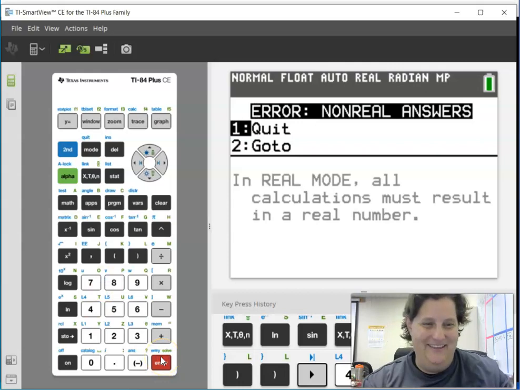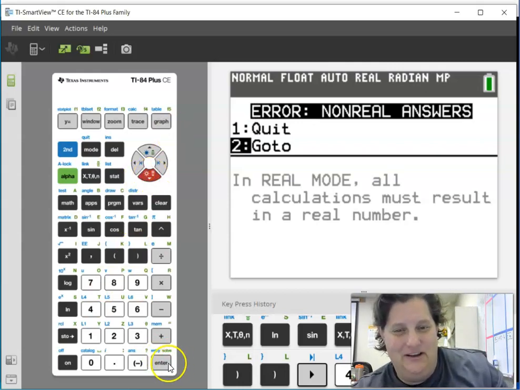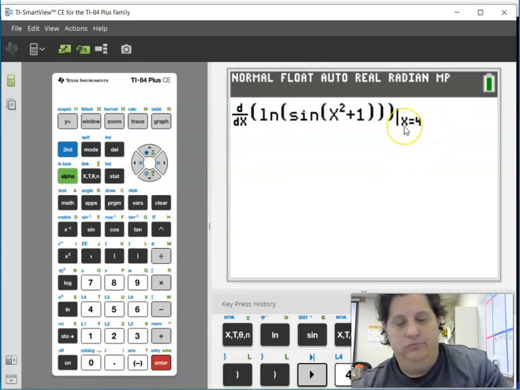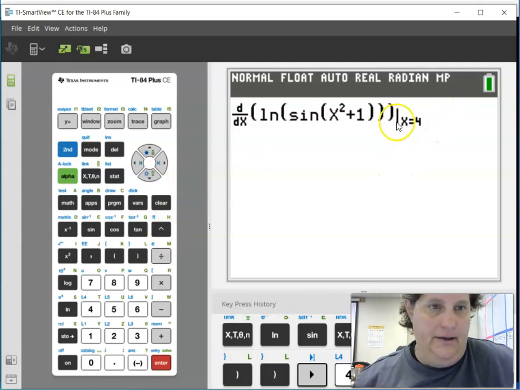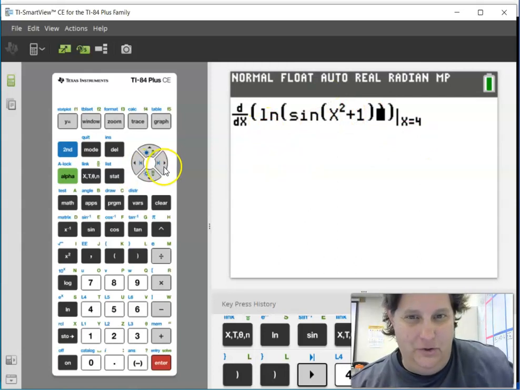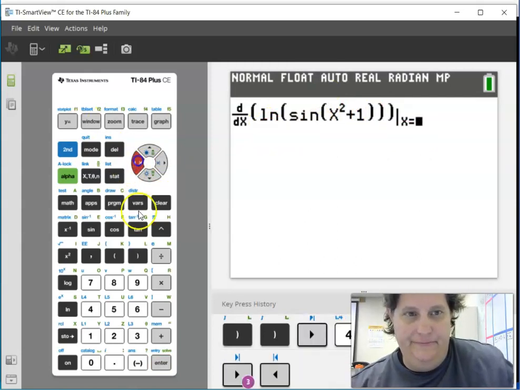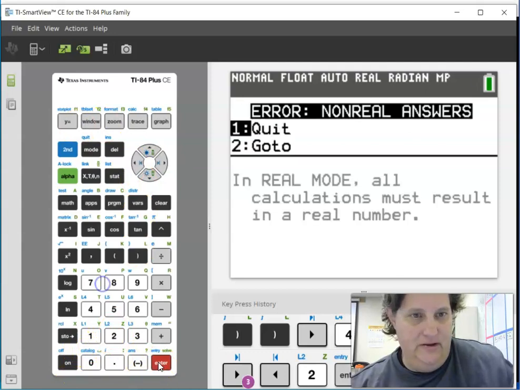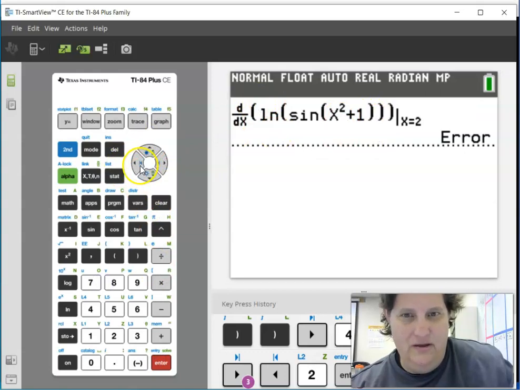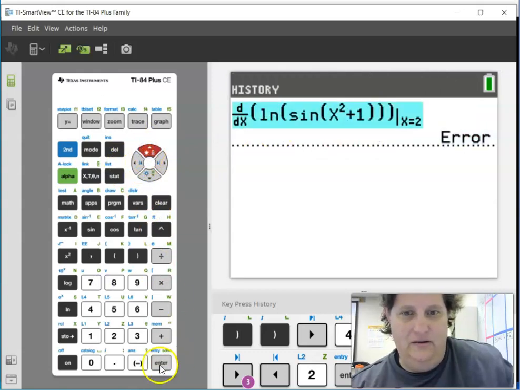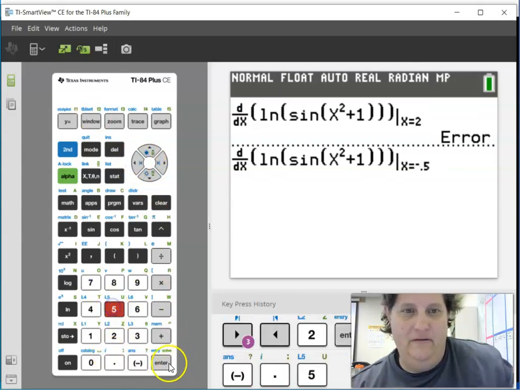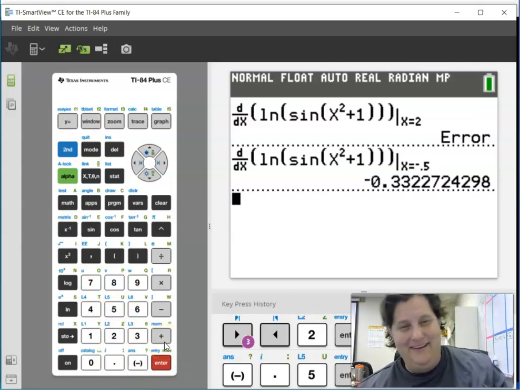Dang it. I should probably check this to make sure this is actually a real answer. I don't know. What should I evaluate this at? Okay, so let's evaluate it at 2. Let's pretend I made it at 2 instead. Jeez Louise. Dang it. That's what I get for making up questions, right? How about let's evaluate it at negative 0.5. Yay! Okay, I got one to work.